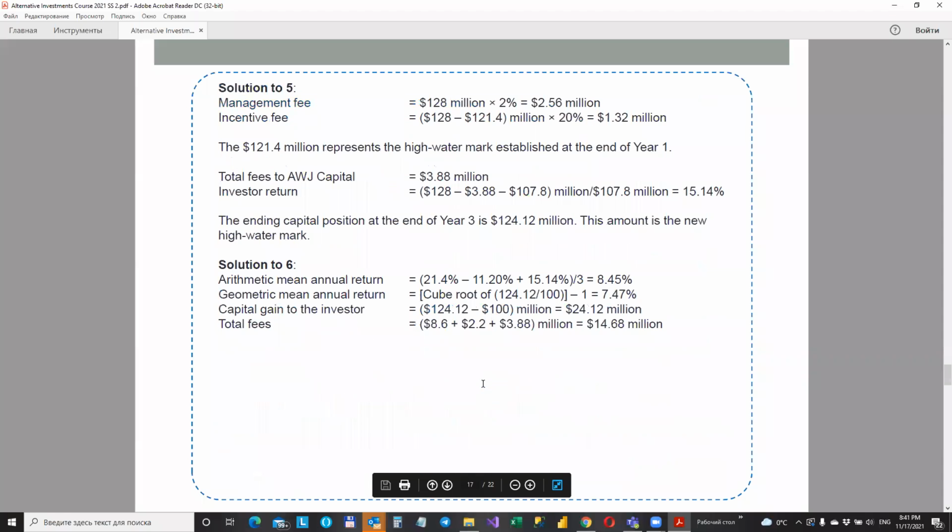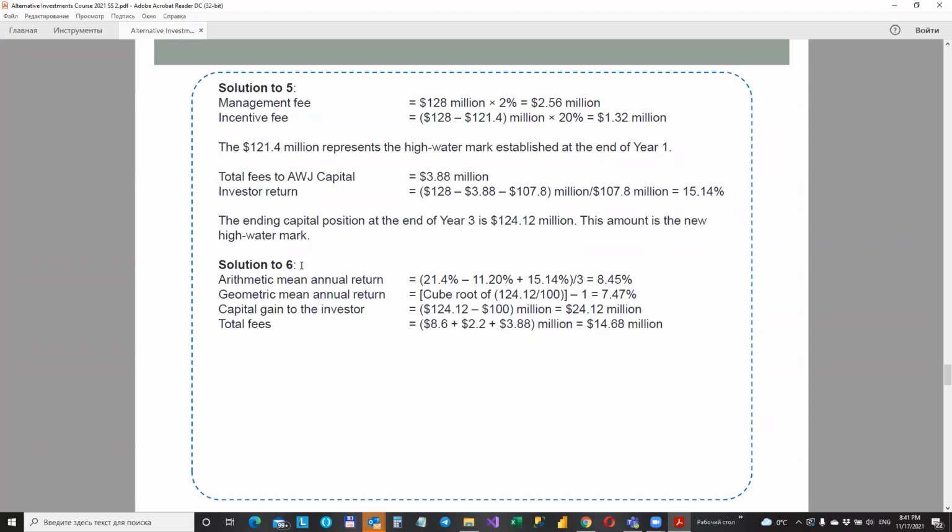Let us consider. We have a value of 128 for the fund at the end of year 3. It leads to a management fee of 2.56. Then you see the incentive fee is the ending valuation minus the opening valuation and leads to 1.32 million. So the total fees to AWJ is 3.88, and the investor return is around 50%.